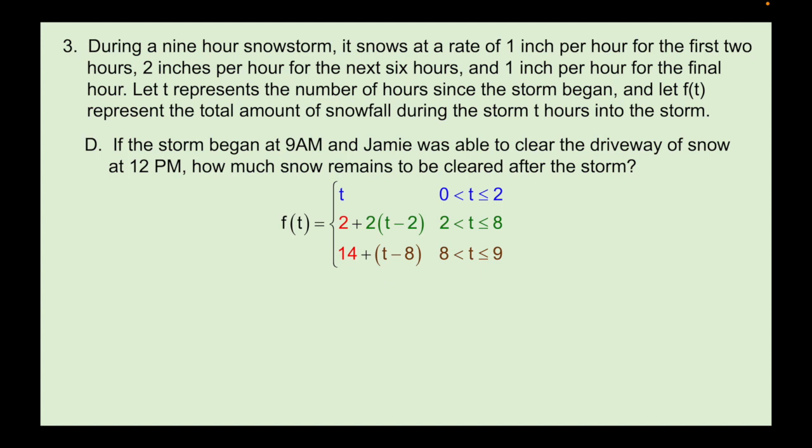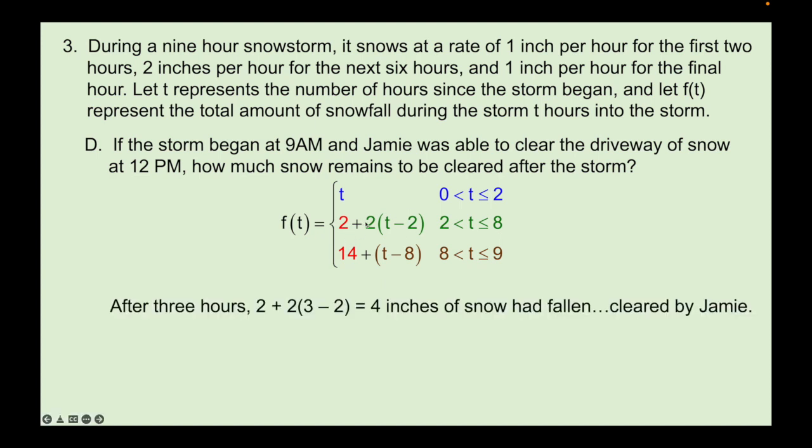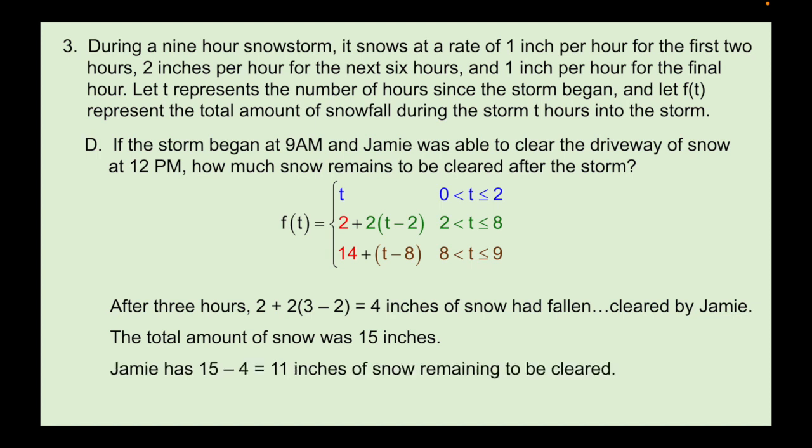For D, if the storm began at 9 a.m. and Jamie was able to clear the driveway of snow at 12 p.m., how much snow remains to be cleared after the storm? So again, we're saying that 9 a.m. would be this 0. So if 3 hours later at 12 p.m. the snow was cleared, by plugging 3 into that second expression, that second piece, we end up getting 4 inches of snow had fallen, and that was cleared by Jamie. And so since the total amount of snowfall was 15 inches, if we take away that 4 inches, that means that there'd be 11 inches left to be cleared.